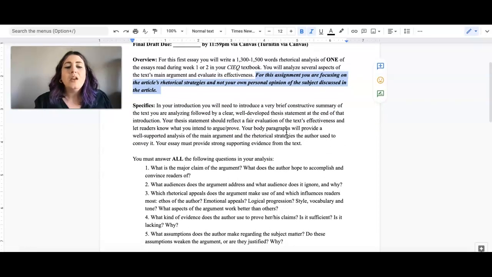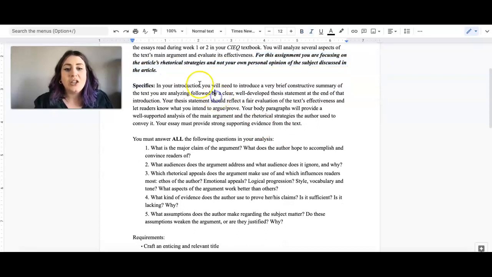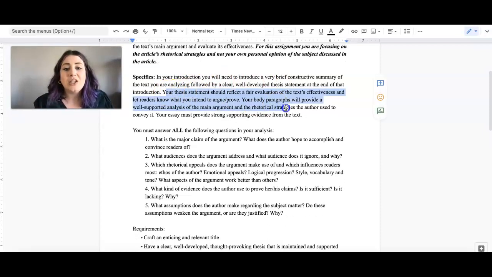So, specifics. In your introduction, you will need to introduce a very brief constructive summary of what the text overall was talking about, right? Keep it brief. In your thesis statement, you should reflect a fair evaluation of the text's effectiveness and let readers know what you intend to argue or prove, right? Was it an effective essay? Was it an ineffective essay, or argument? In your body paragraphs, you will provide well-supported analysis of the main argument and the rhetorical strategies the author used to convey it. Your essay must provide strong supporting evidence.